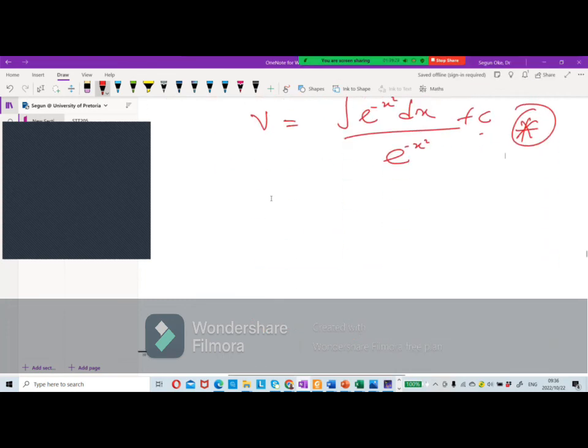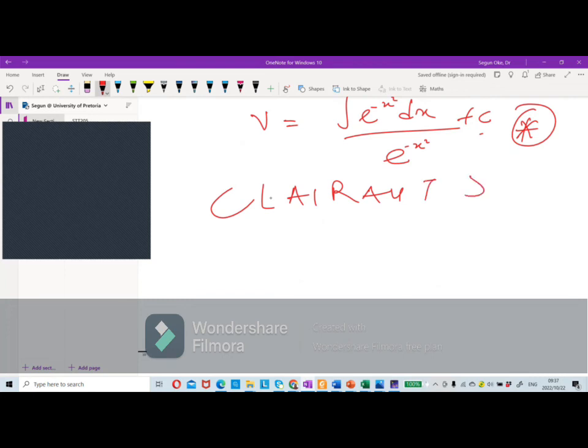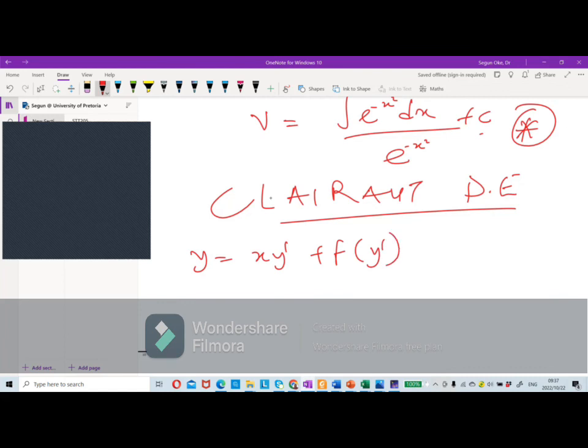I'll just give you the general form of Clairaut's equation so that you will see the way it looks in case you are given the question. See the difference between them, differential equation. So when you say y equals x y prime plus f of y prime, the solution is a family, a family of lines. It's family lines: y equals cx plus f of c.